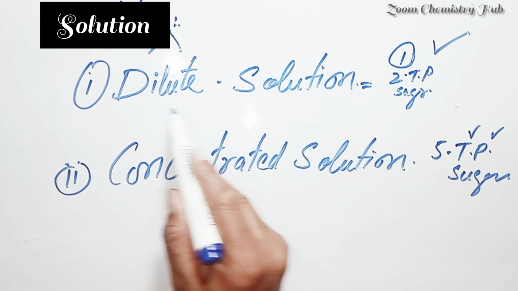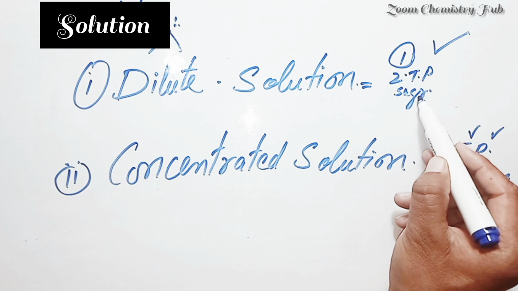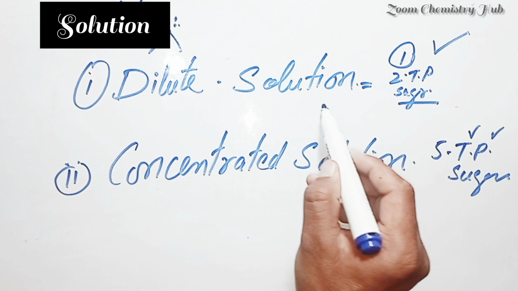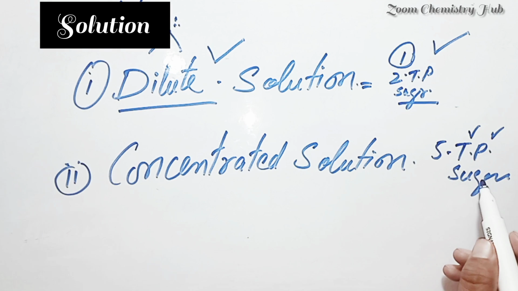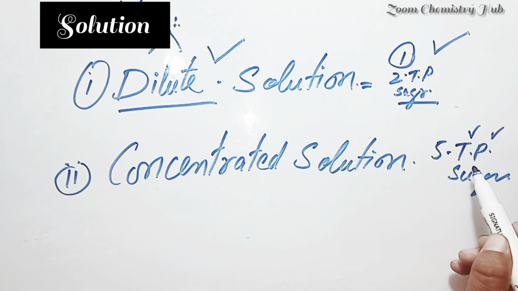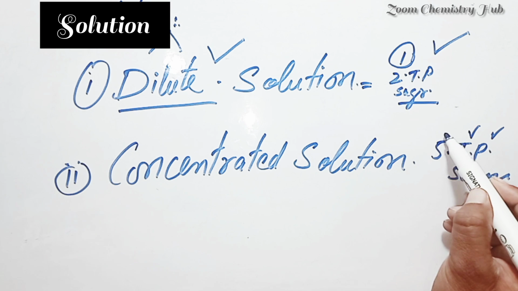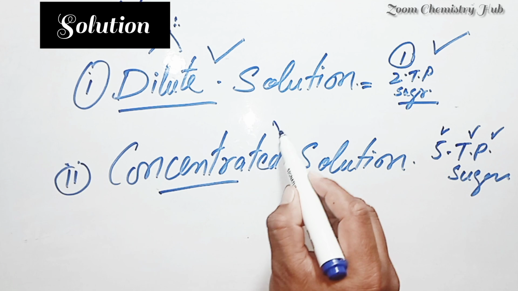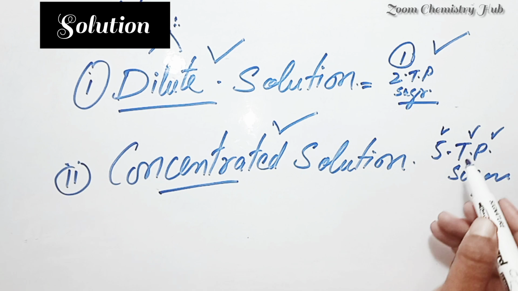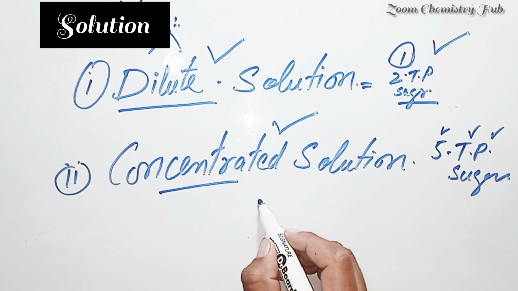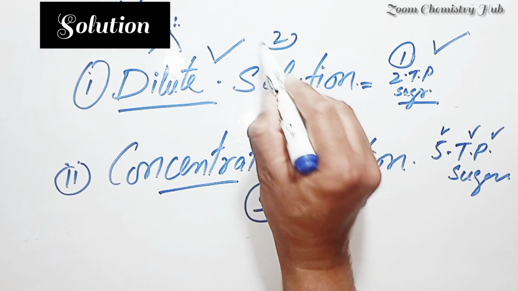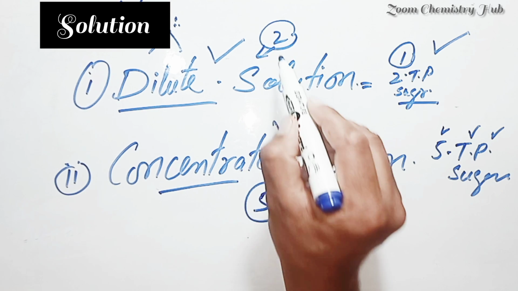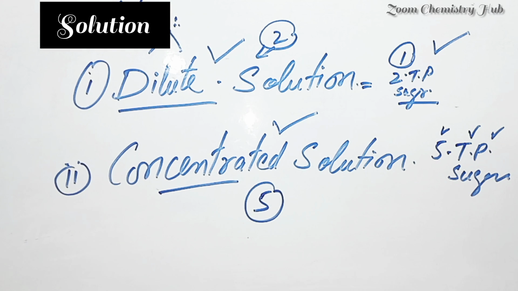So the solution which has less amount of sugar is called dilute solution, and the solution which has a large quantity or large amount of solute is called concentrated solution. So 5 teaspoons of sugar is called concentrated solution and 2 teaspoons of solute in a solution is called dilute solution.